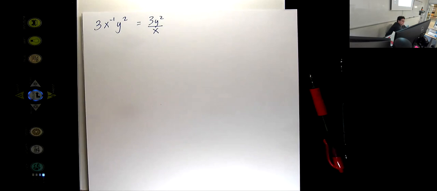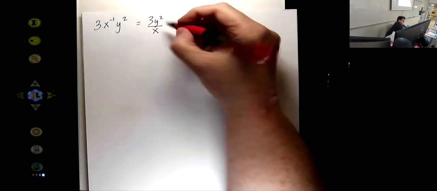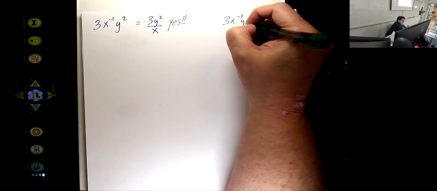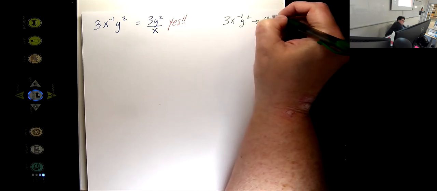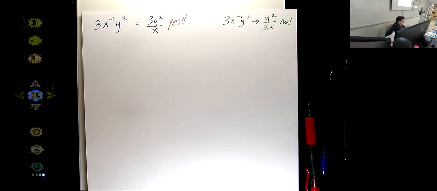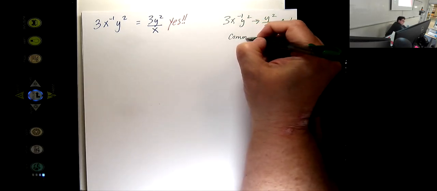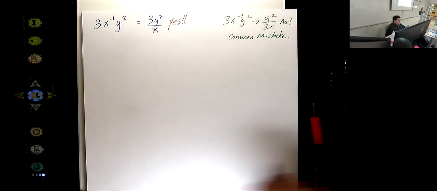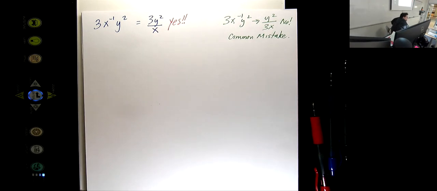The reason why I bring this up is because this is correct. Yes. Good job, Sensei. If you went from this to y squared over 3x, that's a no. The 3 doesn't have the negative 1 on it. This is a common mistake, so try to avoid it. And I figure if I bring it up in class, you're less likely to make that mistake.